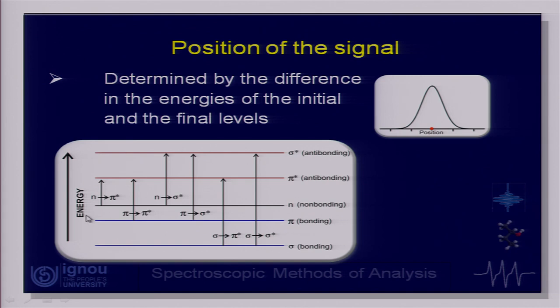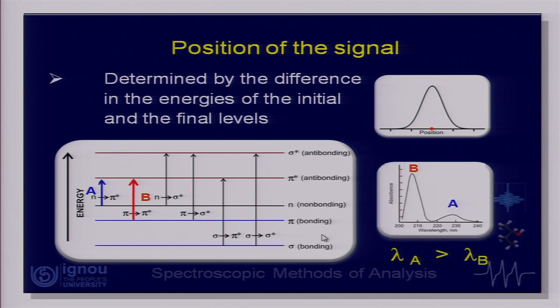Now, let me take a simple example. Let me talk about two possible transitions. Say a transition A, which is from n to pi star. That means initially the system is in the n level, and it goes to a pi star level. Or we have a transition B from, say, pi to pi star. The spectrum will look something like this. What you find is this lambda A. Lambda A is the wavelength at which this maximum is positioned. It is somewhere here. And lambda B is the peak position of this particular signal.